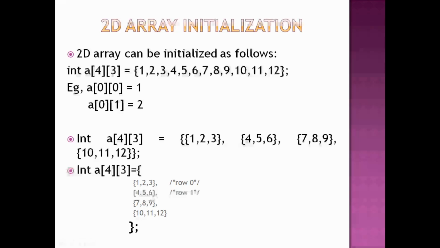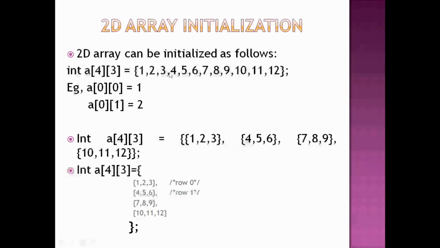So the first dimension is 4 rows and the second dimension is columns, 3 columns. So the first row will be what? 1 2 3. 3 columns, so 1 2 3. The second row will be what? 4 5 6. The third row will be what? 7 8 9, and the fourth row will be what? 10 11 and 12.